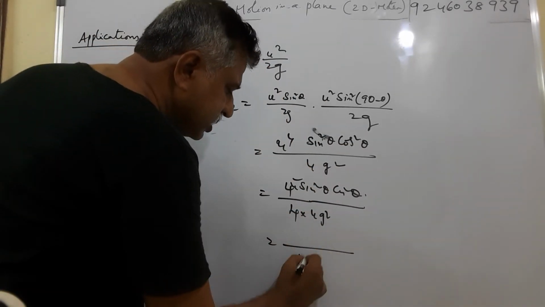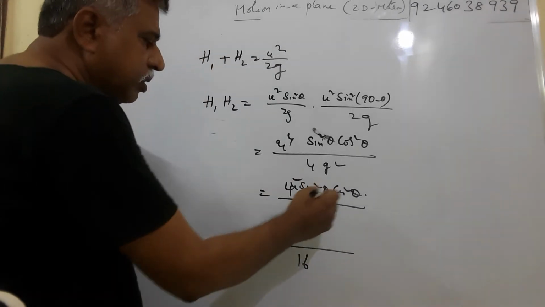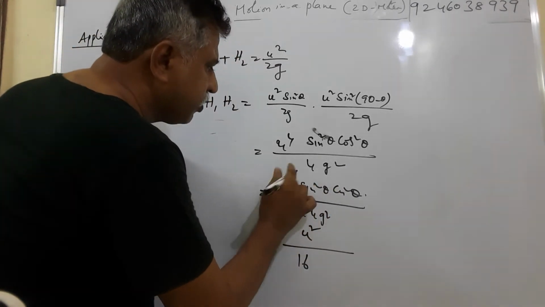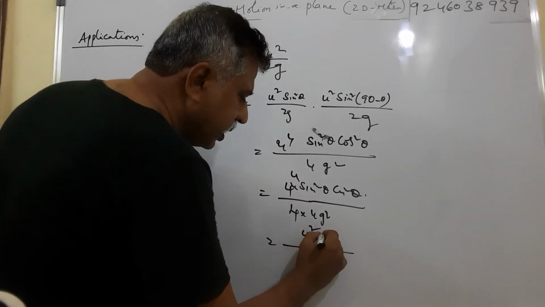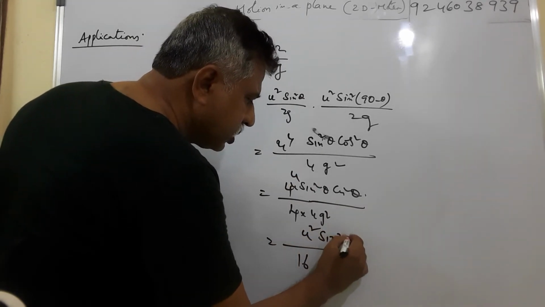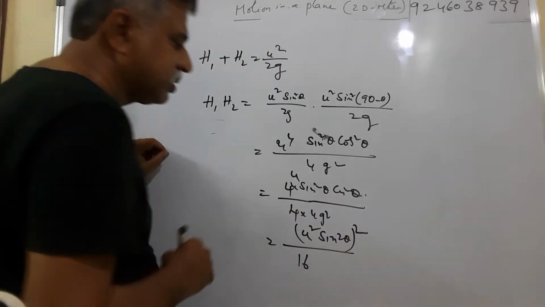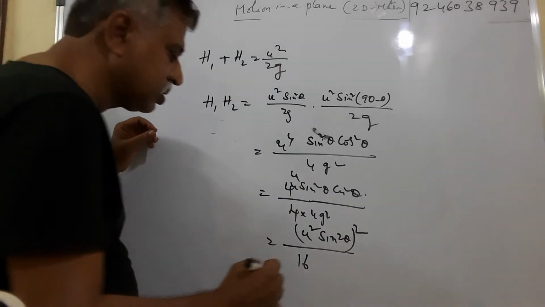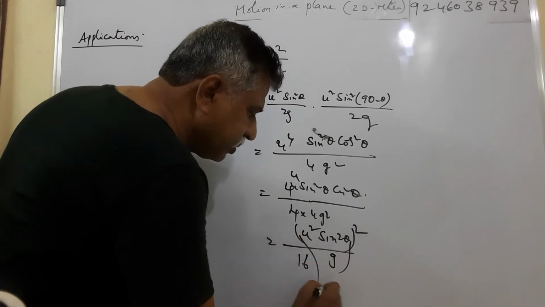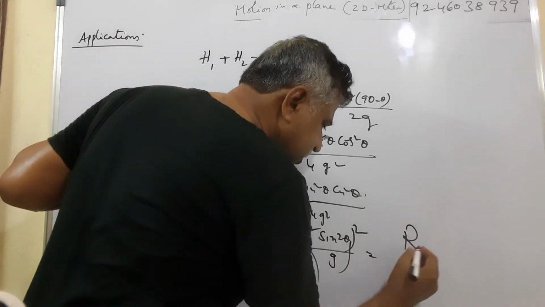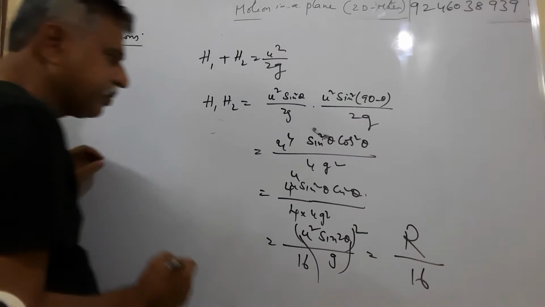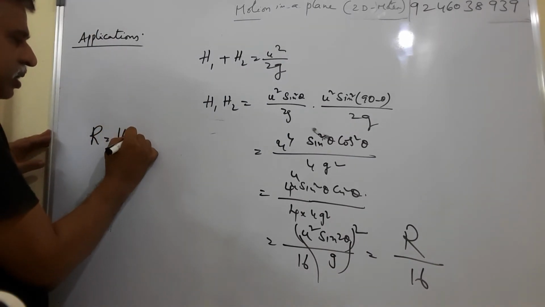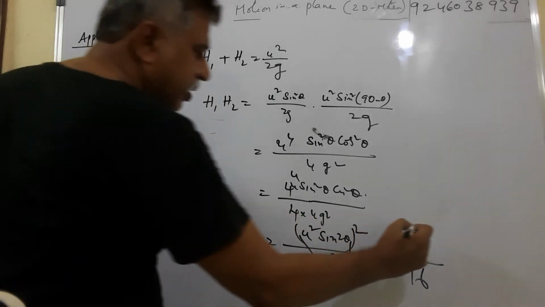It becomes 16 here. It becomes u square, u to the power of 4 actually. U square sin 2 theta whole square. u sin 2 theta whole square by g. This comes under that, which means it is range by 16. R is equal to 16 square.